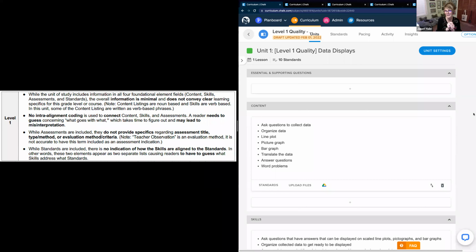But this unit of study does have information. If the teachers are told, put in your content, put in your skills, put in your assessments, tell us what standards, they did follow the direction, but the information is minimal. And it does not convey clear learning expectations. Also, all of my colleagues that work with me in this world will tell you content is noun-based. It's this idea of what they have to know, where skills are verb-based. So you don't really want to see verbs in content unless it's a very unique kind of verb.